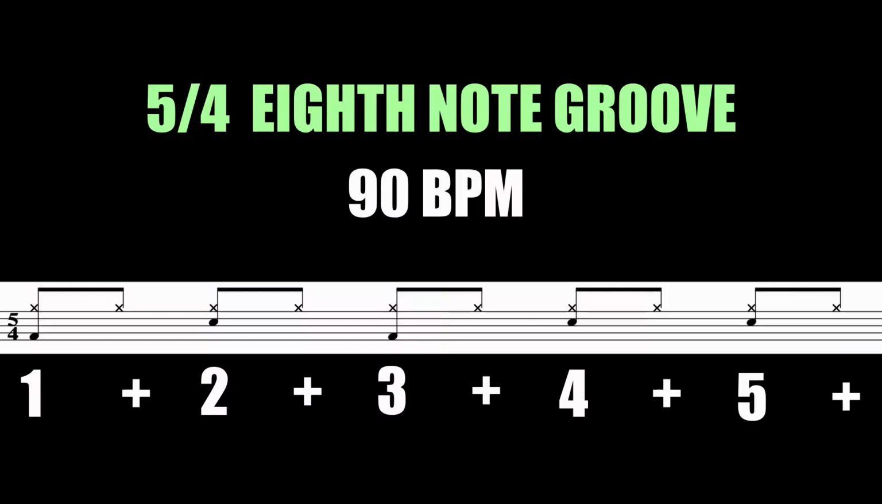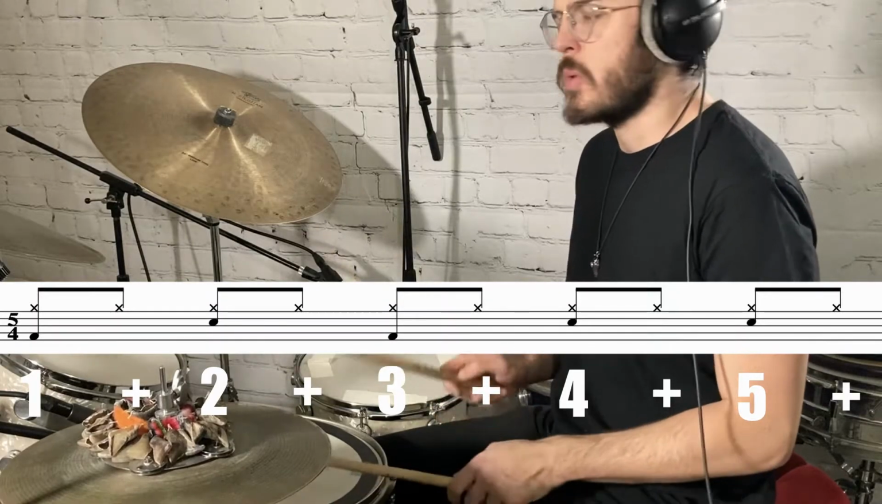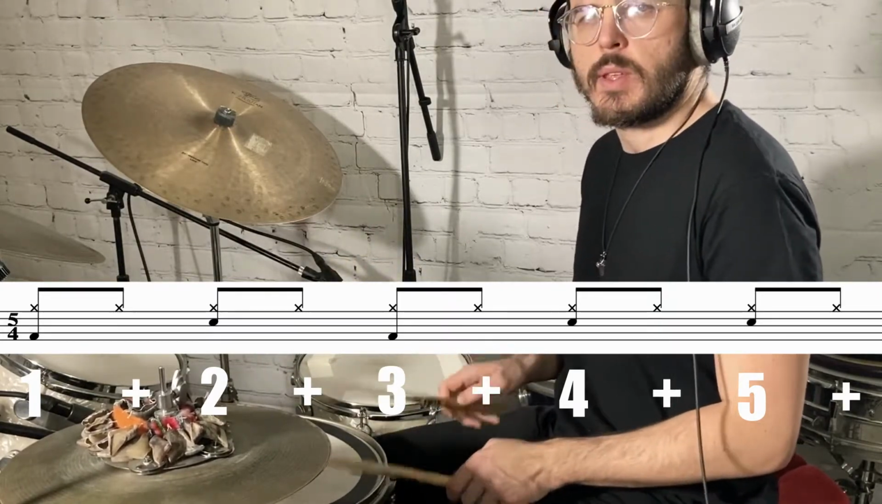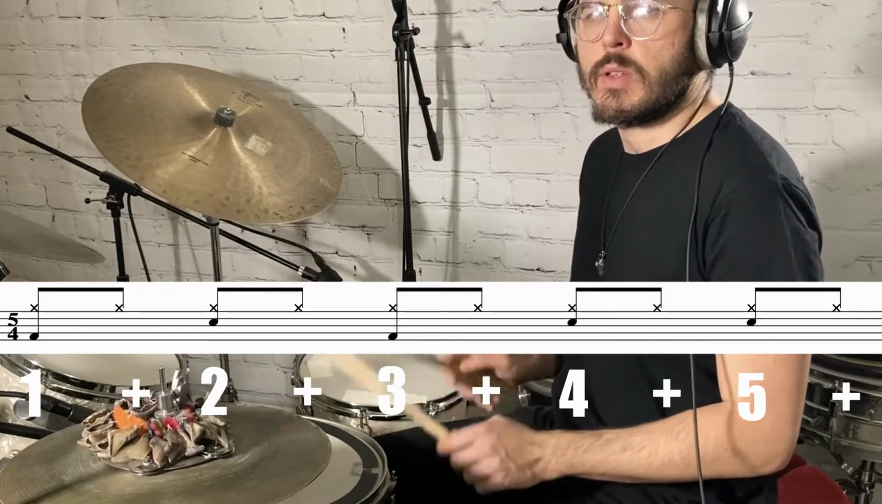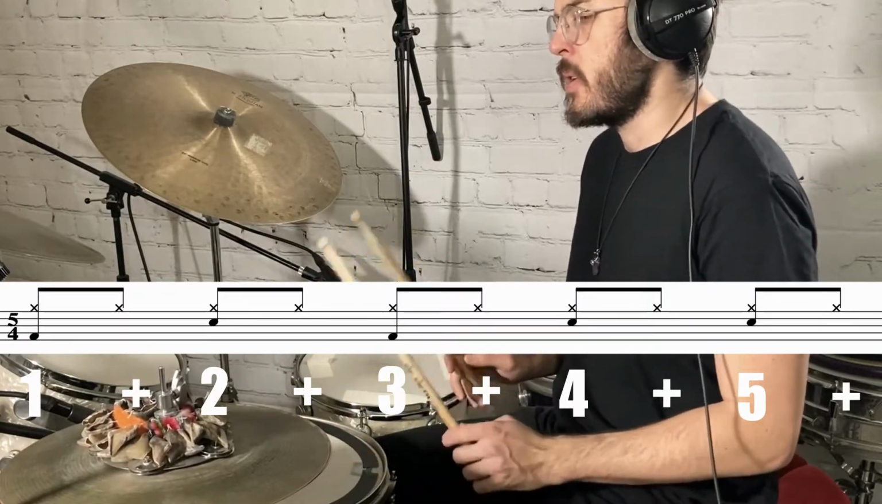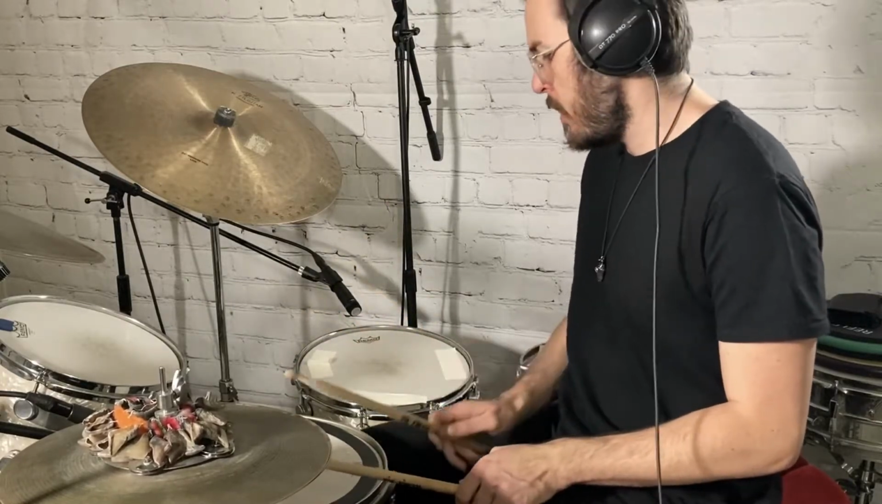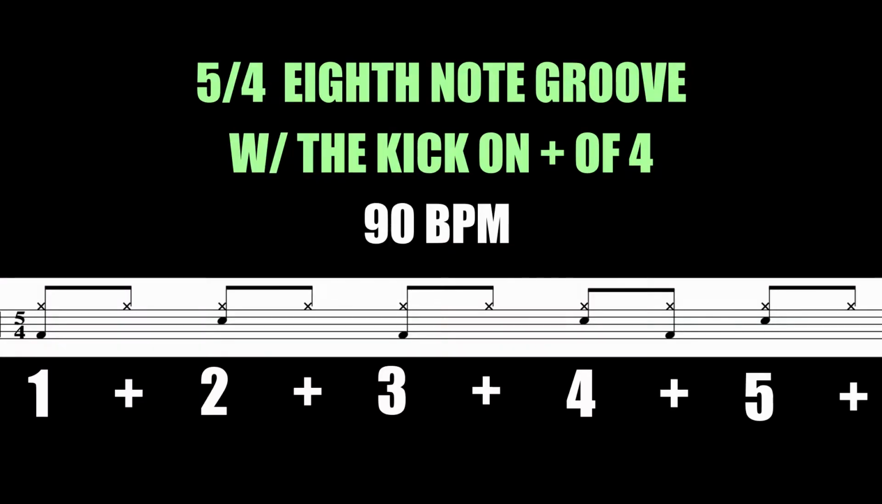Now let's play a basic 8th note groove, but we'll add beat 5. We'll add 2 more 8th notes and we'll add the snare on beat 5. Let me demonstrate for you. To make it more interesting, add the kick on the and of 4.